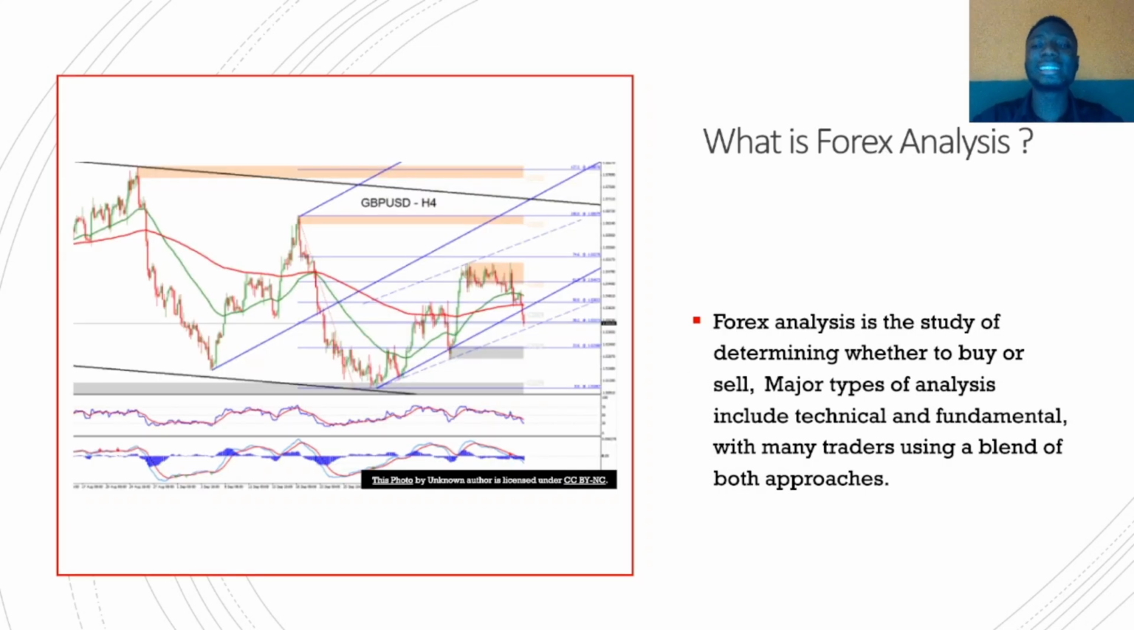So what is forex analysis? Forex analysis is the study of determining whether to buy or to sell. Just determine when to buy or to sell. When am I buying? When am I selling? We are not coming to the market to just watch the charts or to entertain us. What we are coming to do is to buy or to sell. So we have two major types of analysis, which include technical analysis and fundamental analysis, with many traders using a blend of both approaches. I have a trading friend, a trading buddy, who actually trades both fundamentals and technicals. He is so big on both of them, and uses both of them accurately. So let me break them down for you.